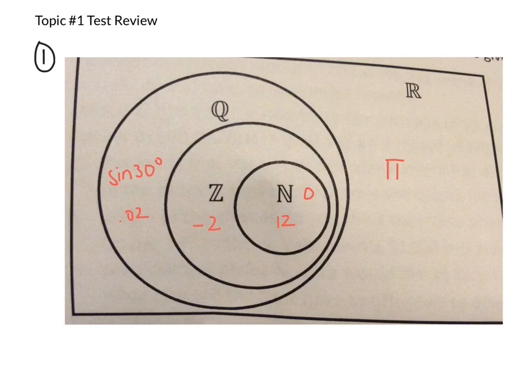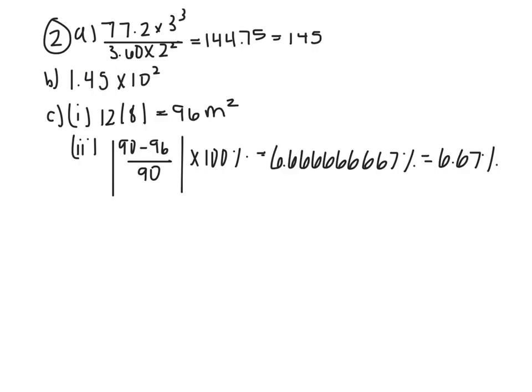This question is from the beginning of chapter 2. Number 2 tells you to calculate 77.2 times 3 cubed divided by 3.6 times 2 squared. So if you plug that in your calculator, make sure you're very careful to put parentheses around the numerator and around the denominator. And you end up with 144.75.